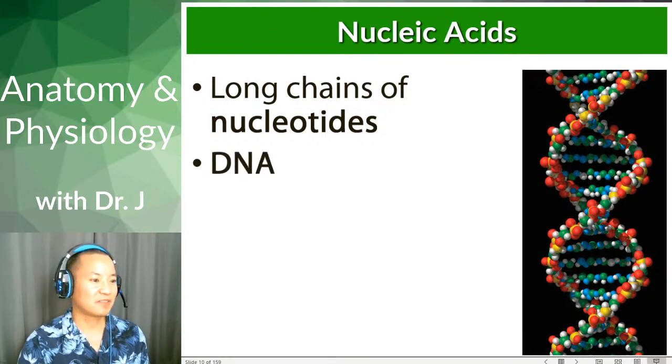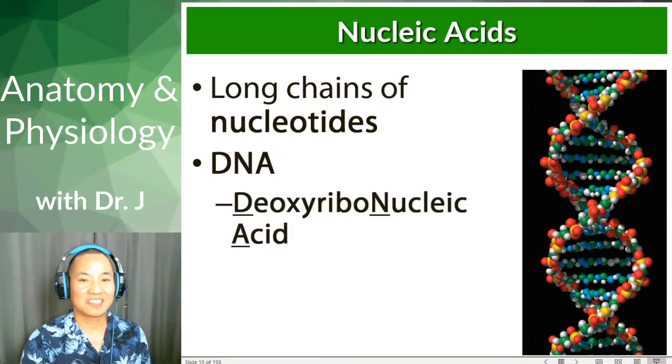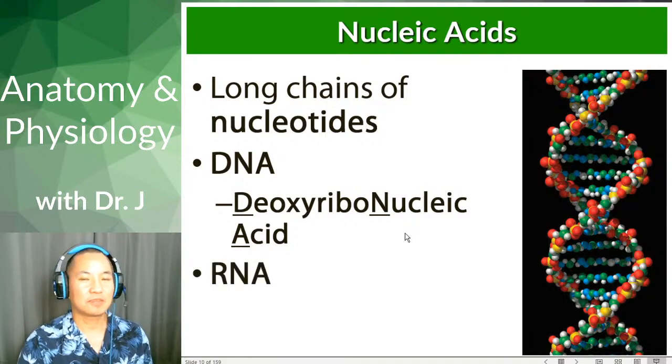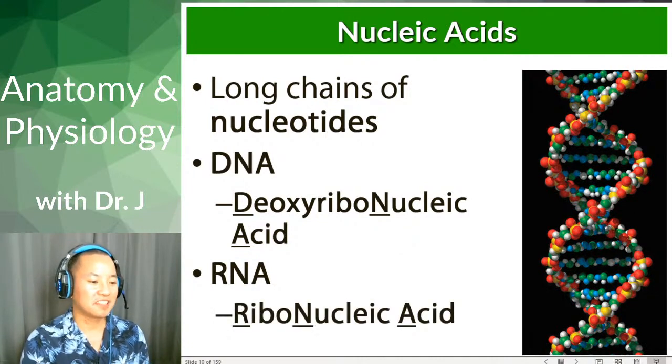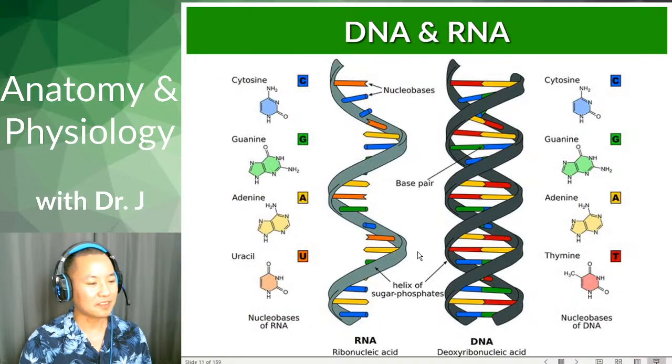And what does that stand for? Deoxyribonucleic acid. So it's made out of many nucleotides, actually a specific type of nucleotide, but we'll get to that real soon. And RNA. So what's the difference between that? Not the same thing, but it's ribonucleic acid. So deoxyribo versus ribo. They sound similar, but trust me, they're not the same thing.